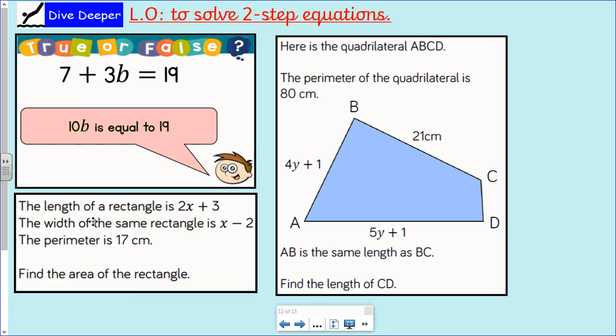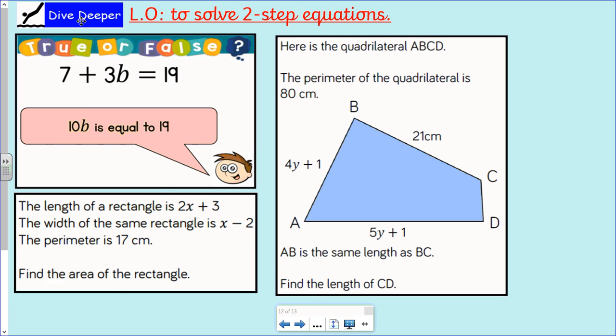The length of a rectangle is 2x add 3. You could draw a rectangle out. The width of the same rectangle is x take away 2. The perimeter of the rectangle is 17. Can you find the area? This is not an easy problem.